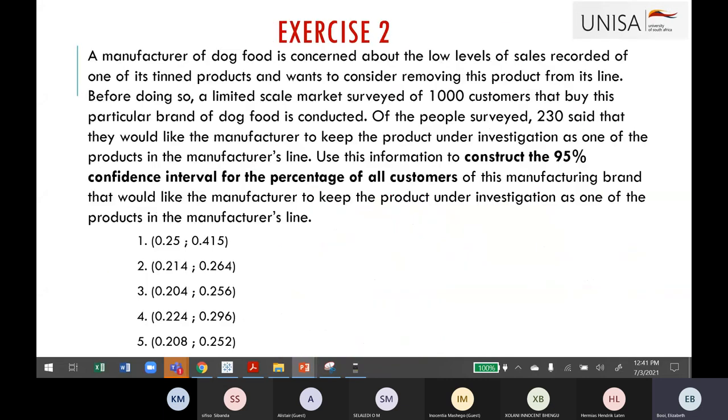Okay, so here is your exercise. I know it's a long sentence. Identify what you have. We're still doing the proportion. I'm going to write the formula here. P plus or minus Z alpha divided by 2 times the standard error, which is the square root of P times 1 minus P divided by N. Remember to go find your critical value.